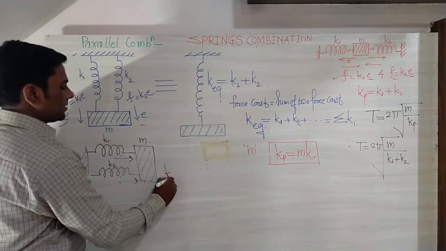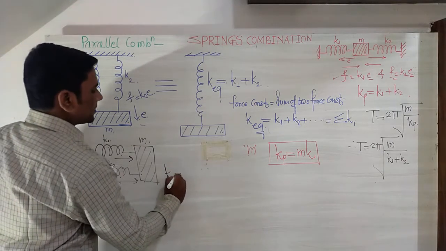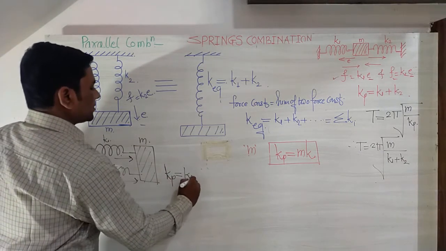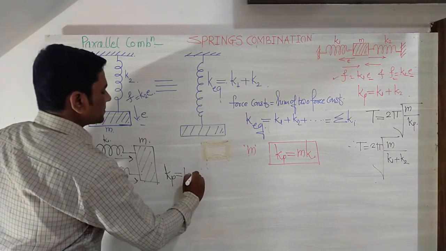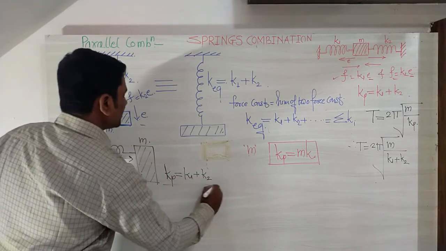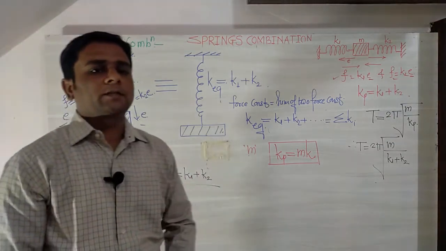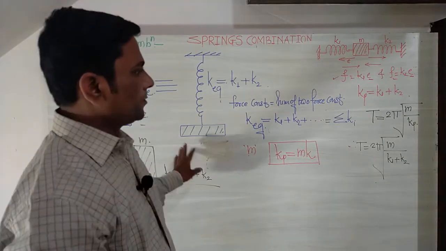In that situation we find that K equivalent in a parallel combination is equal to the sum of the two force constants, Kp is equal to K1 plus K2. So this is the parallel combination.